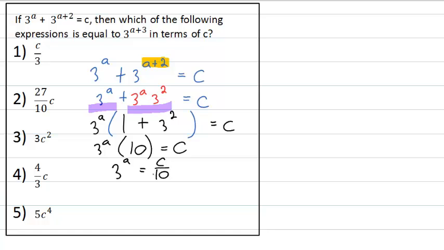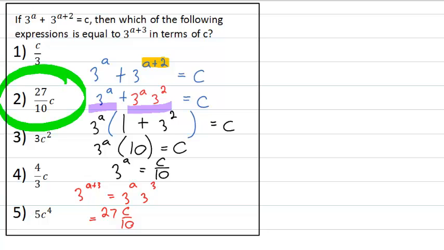Now that we have that, it's pretty easy to find out 3 to the a plus 3. 3 to the a plus 3 is just, in terms of power of a power, that's actually product of powers, excuse me. That's 3 to the a times 3 to the 3rd power. 3 to the a is c over 10. So it's c over 10 times 3 to the 3rd power, which is 27. So it's 27c over 10, which is equivalent to choice 2.